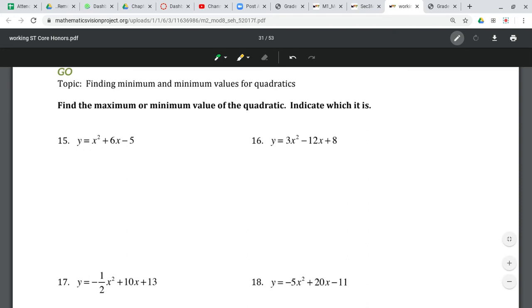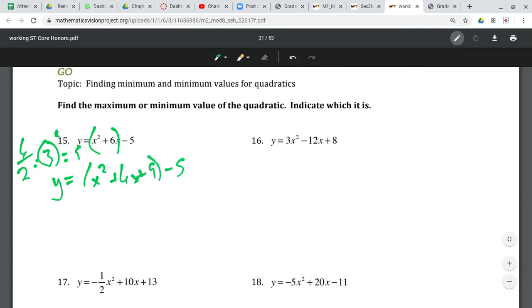So I'm going to go ahead and show this here. Okay, so we group these two together. The negative 5 stays on the outside. We take the 6 and divide it by 2. We get 3. 3 squared is 9. So now we have the equation y equals x squared plus 6x plus 9 minus 5 minus 9. So because we added 9 here, we're going to subtract 9 over here because we have to do opposites since they're on the same side of the equal sign.